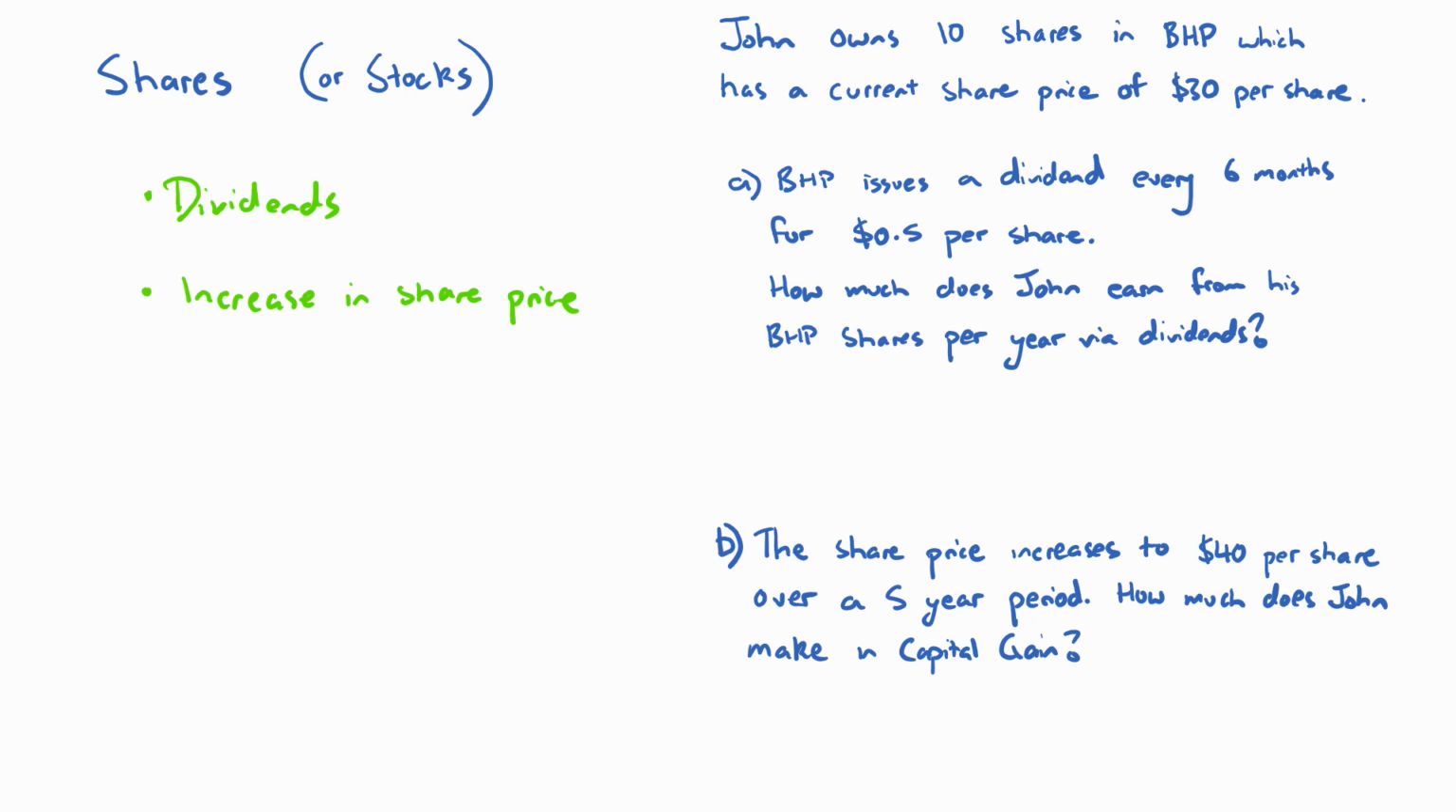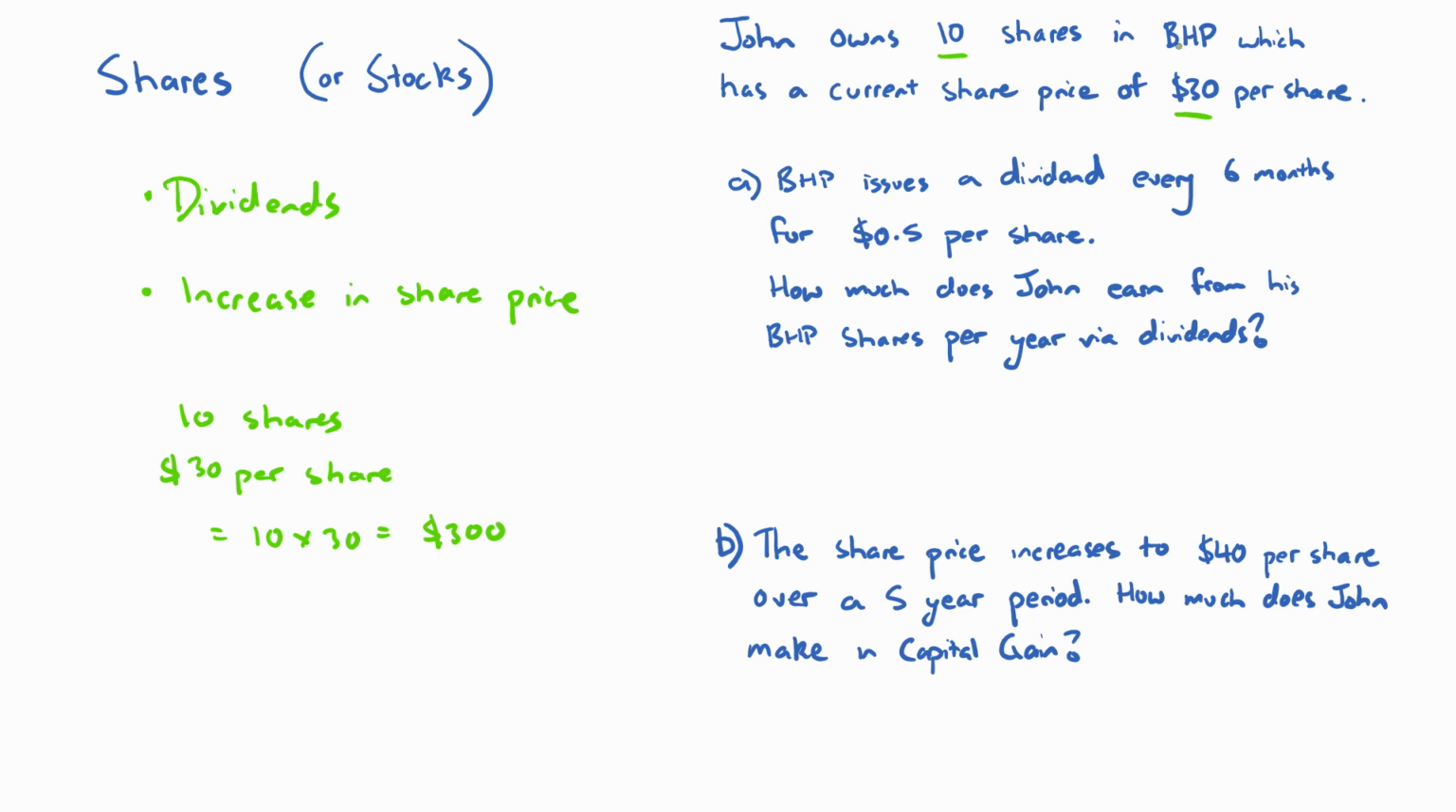Let's do an example question now. Okay, this question here: John owns 10 shares in BHP, which has a current share price of $30 per share. So let's just have a look at these two numbers first. 10 shares and $30 per share. So one share costs $30, therefore 10 shares will cost 10 times 30. So the amount invested by John is actually $300.